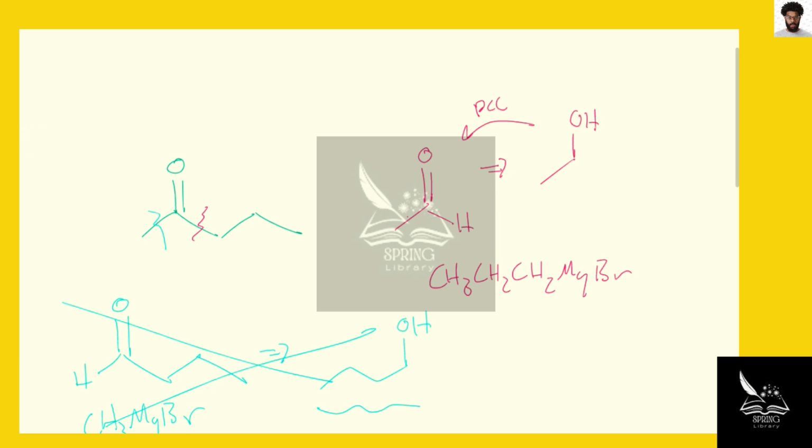So basically what the synthesis is going to be is turn ethanol into acetaldehyde and then react acetaldehyde with this magnesium bromide, butyl magnesium bromide. And that's basically it. So step one is turn ethanol into acetaldehyde, right? So starting material, I guess, is ethanol.